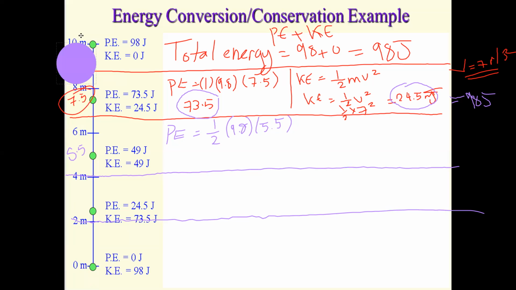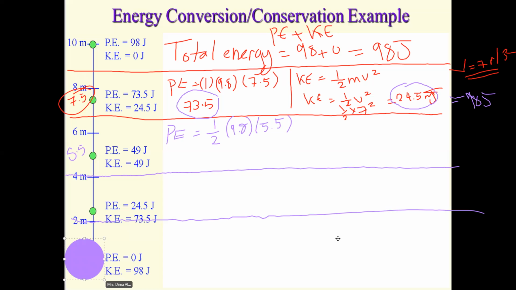Now look at the kinetic energy. At 10 meter, the kinetic energy is 0. It starts moving, the kinetic energy increases, it's 24.5. At this point here, it's 49. At this point here, it's 73.5. And at the last point, when it's near the ground, it has 98.